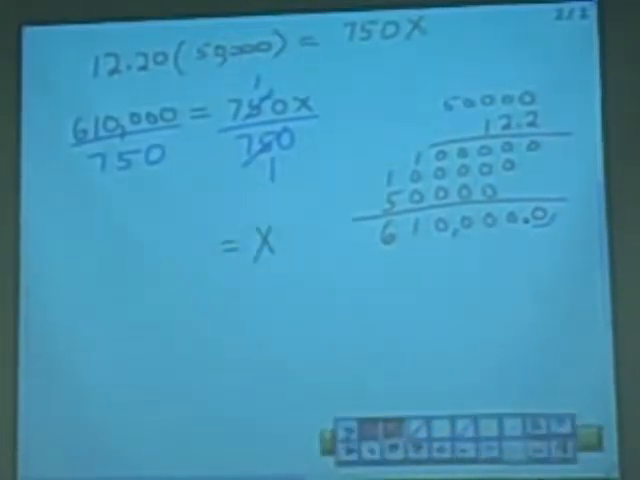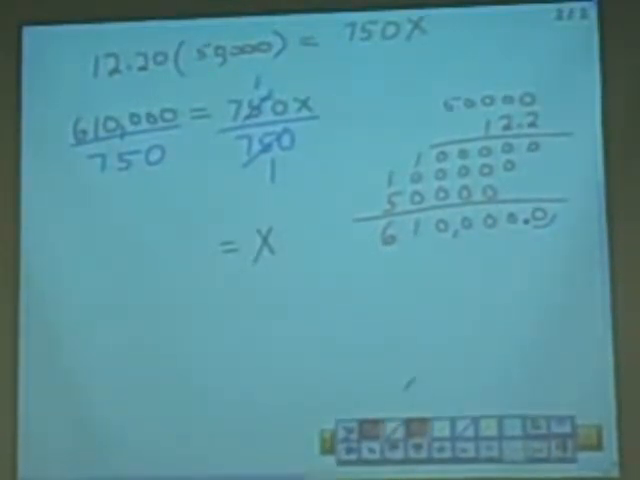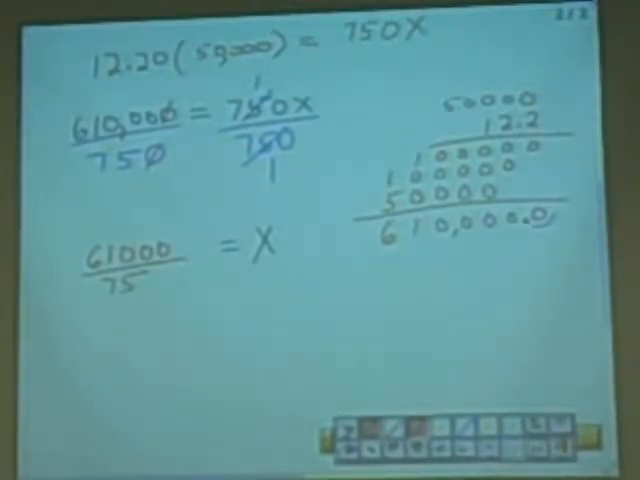So on the left side, what can we do first? Get rid of the zeros, right? It's like saying 10 divided by 10. Algebraically, you're actually doing something here. So now what we have is 6, 1, 0, and then 2 zeros over 75. That's a little bit easier to work with than 610,000 divided by 750, right?